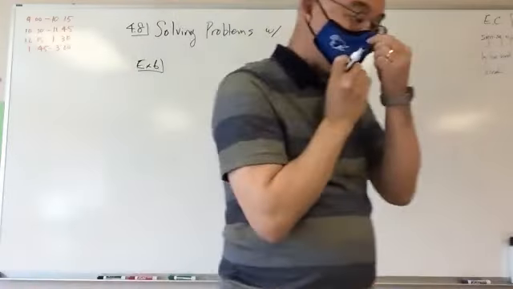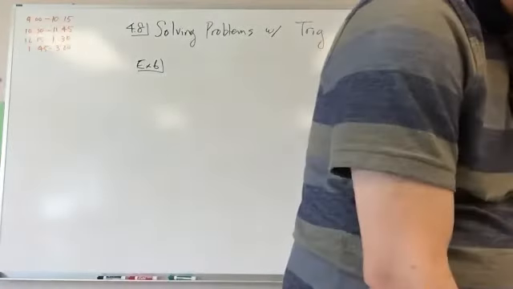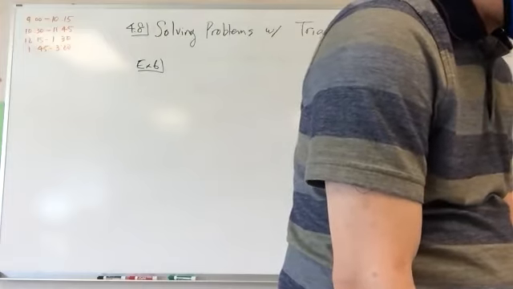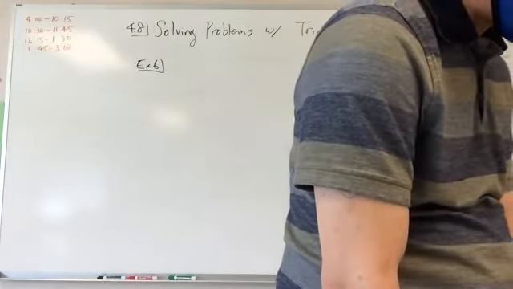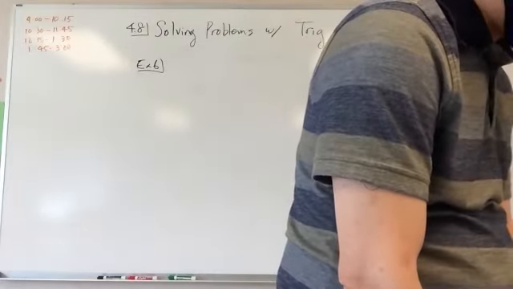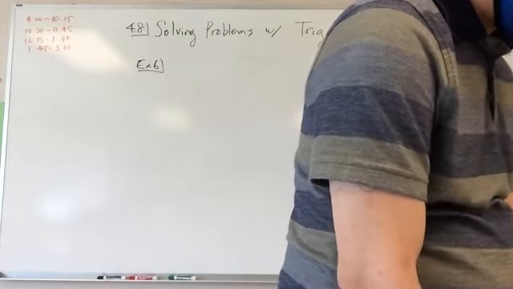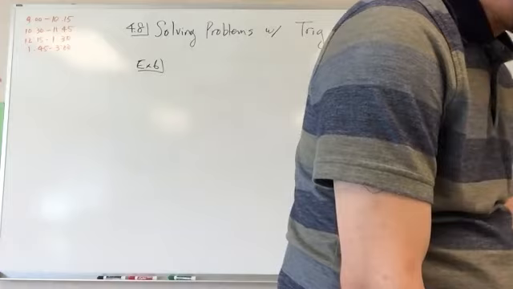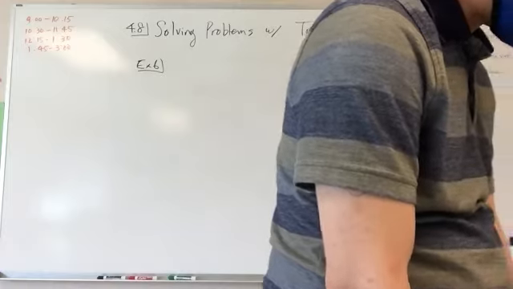Example number 6. A mass oscillating up and down on the bottom of a spring, assuming blah, blah, blah, can be modeled as harmonic motion. If the weight is displaced a maximum of 5 centimeters, find the modeling equation if it takes 2 seconds to complete one cycle. Okay.